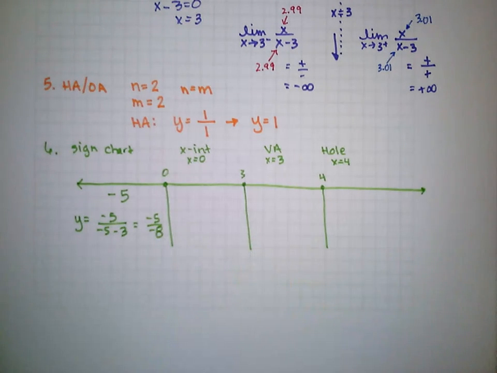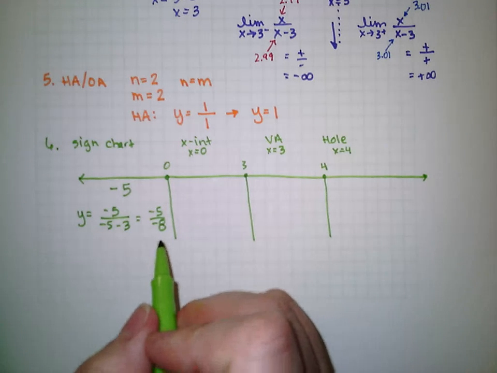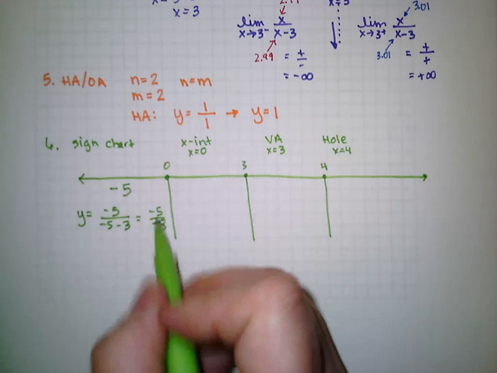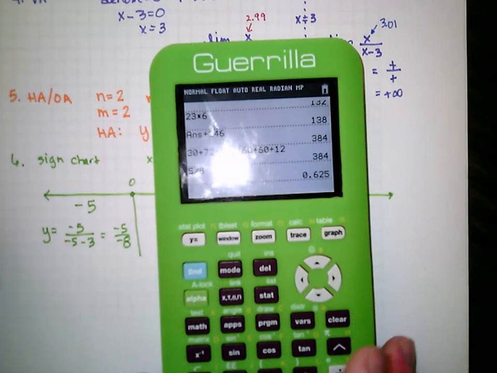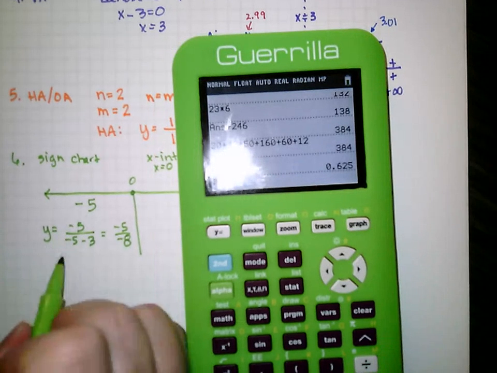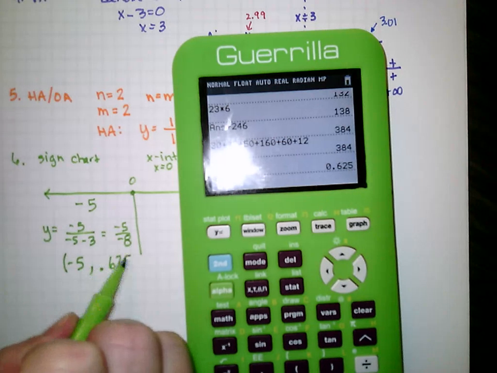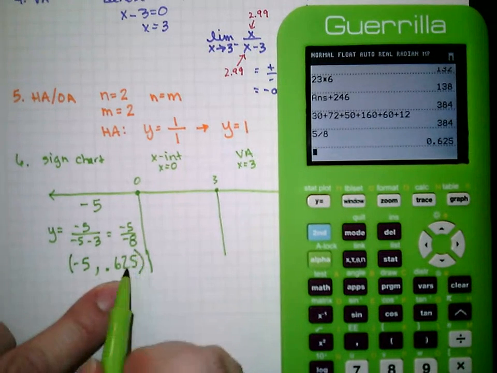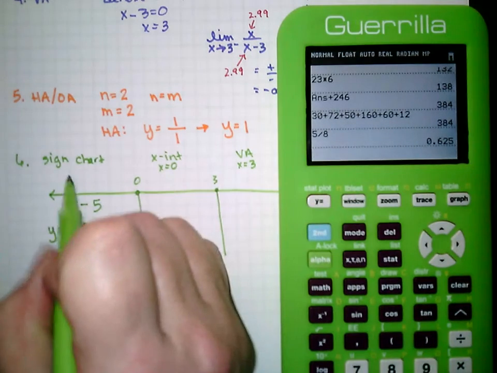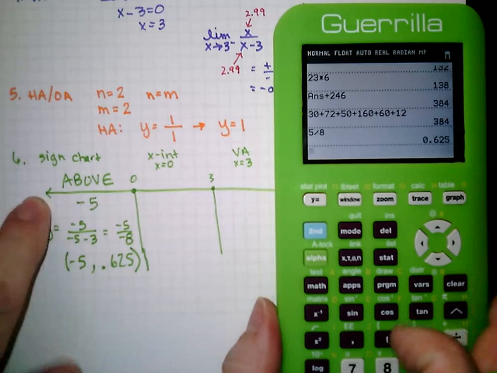Now, I would normally say it doesn't matter if we get the value or not, because we just really need to know the sign, if it's positive or negative. But in this case, if we go ahead and compute negative 5 divided by negative 8 and get 0.625, that's going to be an extra ordered pair that we can put on our graph. So negative 5, 0.625. But what that tells me is, since this y value is positive, my graph is going to be above the x-axis in this whole section.